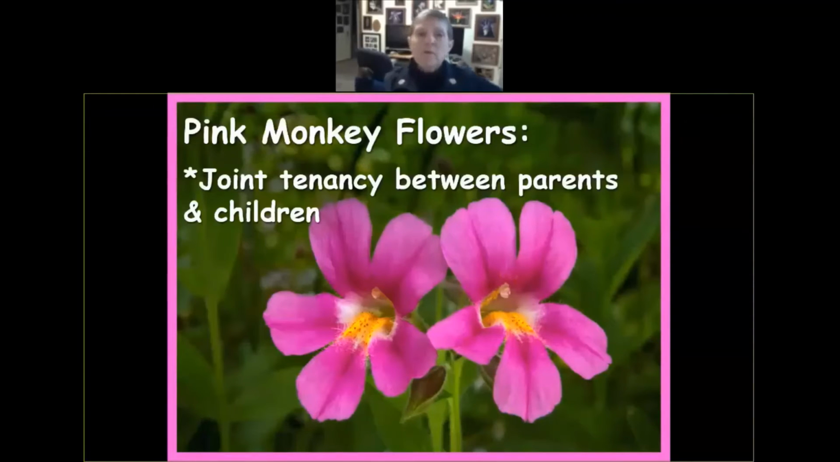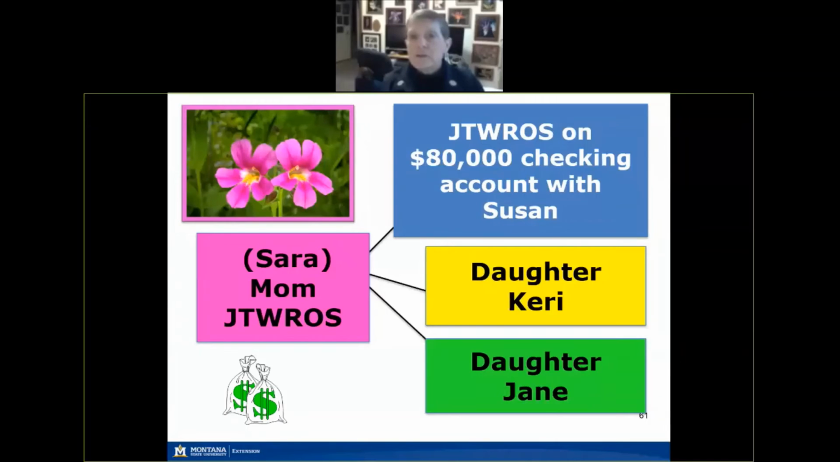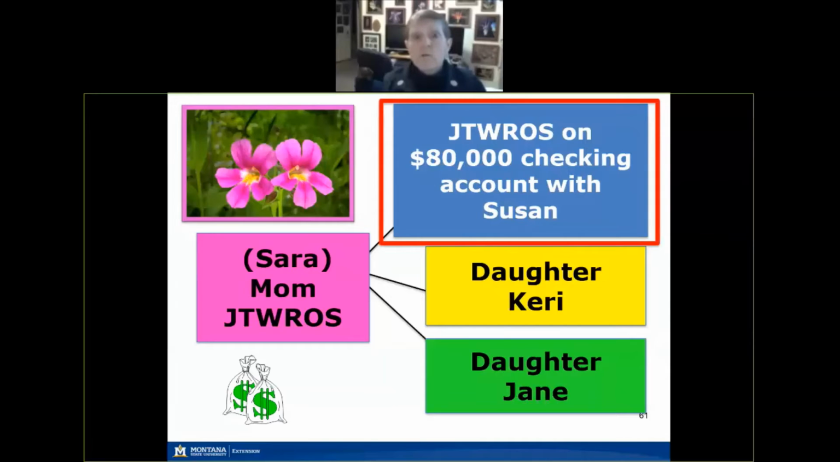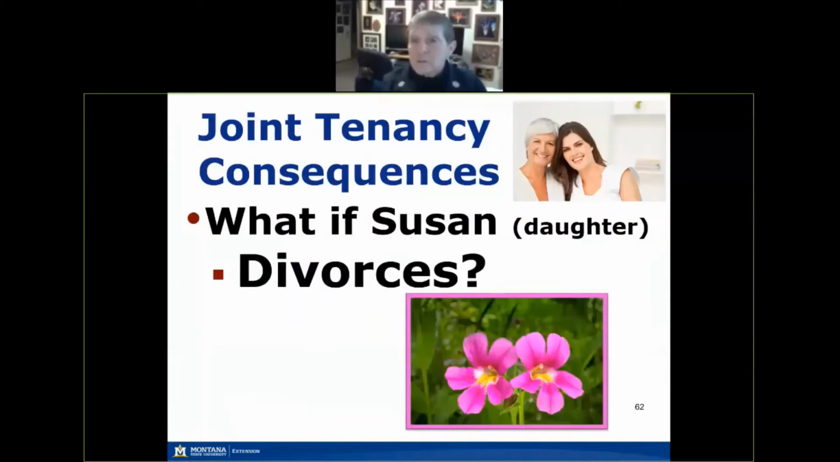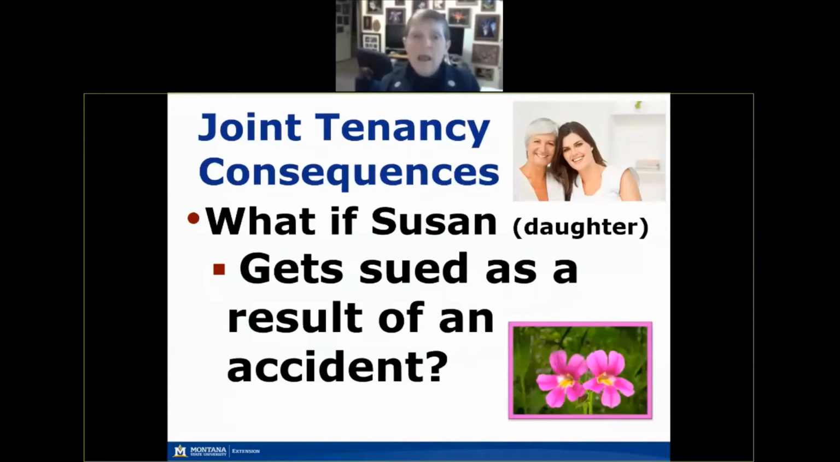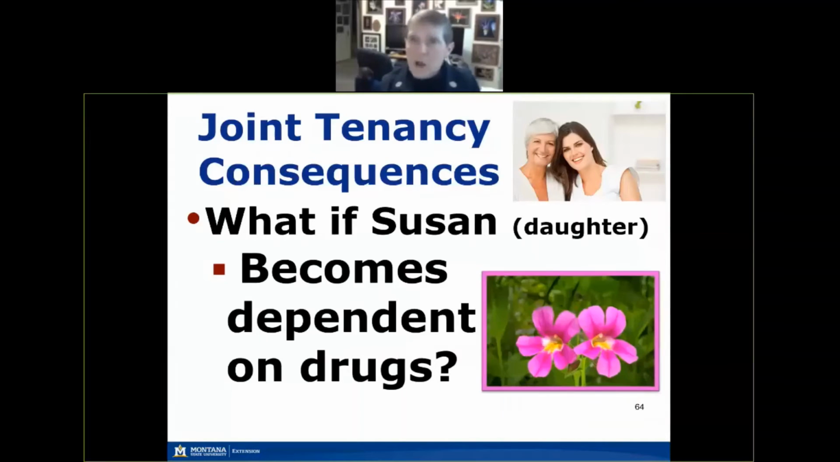Now, another one I want to take a look at is joint tenancy between parents and children. I get this a lot in my meetings as well. What I've got here is Sarah with $80,000 in her checking account, held jointly with her daughter Susan. She has two other daughters, Carrie and Jane. Sarah hasn't thought this through. I've heard of people doing this, and if I could jump in the conversation, I'd say, what if Susan divorces? Then mom's $80,000 is subject to that divorce settlement. What if Susan gets sued as a result of an accident? They can go after mom's $80,000.